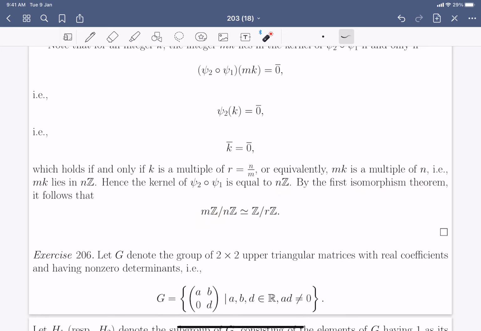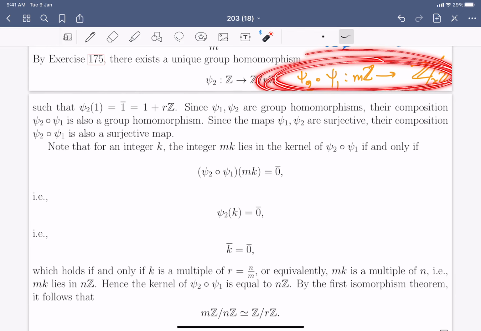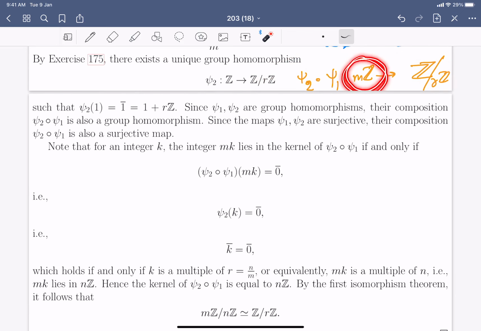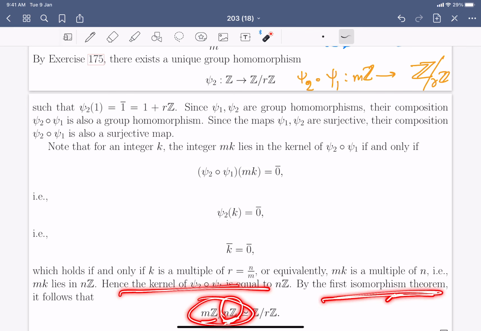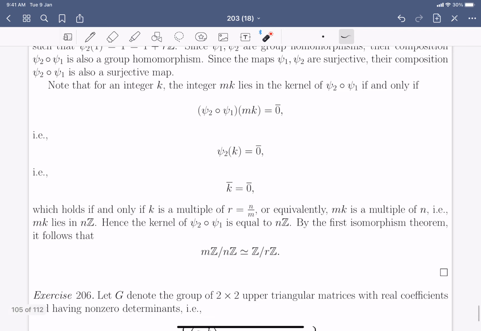And now applying the first isomorphism theorem to this group homomorphism, you know that the domain of this group homomorphism, modulo the kernel, which is nz, so you get mz modulo nz, is isomorphic by the first isomorphism theorem to the image of this group homomorphism. And since this is a surjective map, the image has to be z mod rz. So by the first isomorphism theorem, we obtain that mz modulo nz is isomorphic to z mod rz.